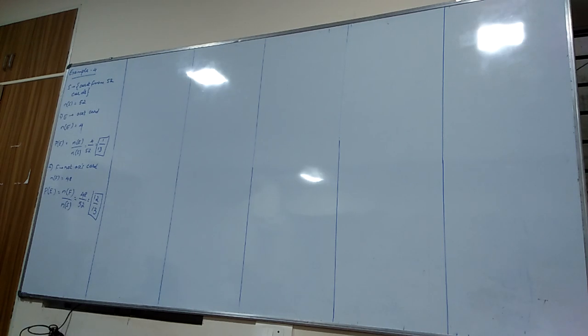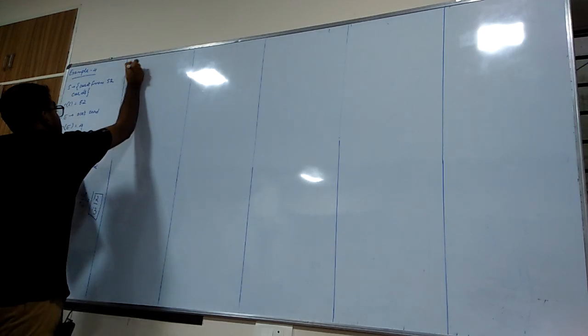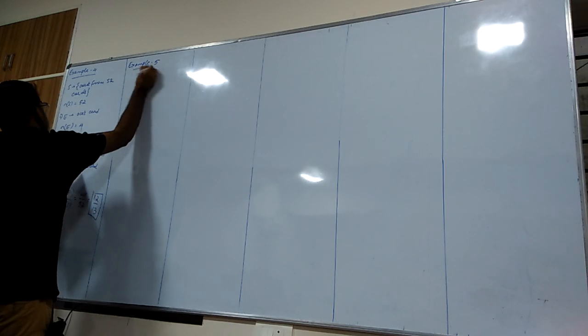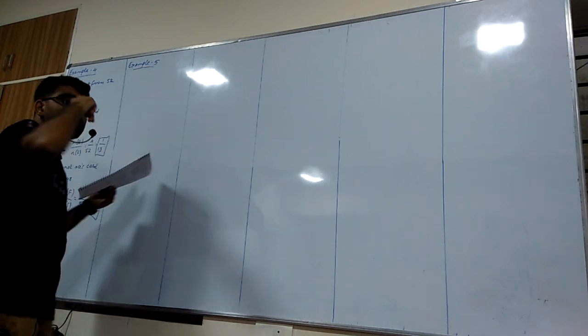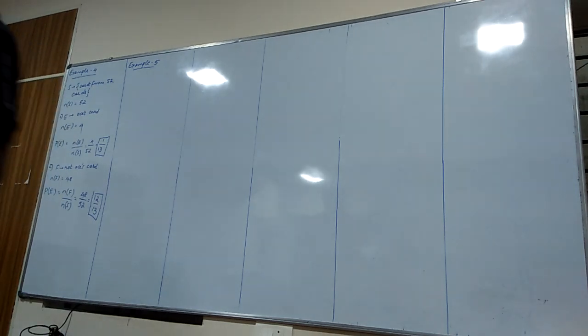Yes, please do write example number 5, 2 players. So we have example number 5 which reads like this. Is the marker ink visible for all? Yes. So we have example 5 like this.